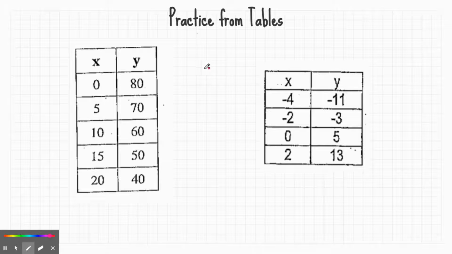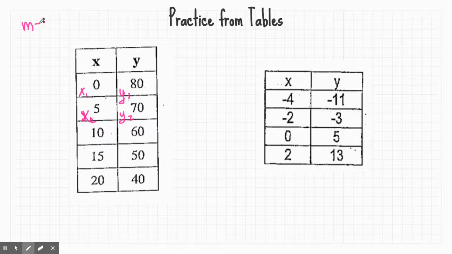All right, guys, so now we're going to practice from tables. Remember, tables function just like points. You're just going to label x1, y1. Oops, y1's over here. And this is x2 over here, y2. So now we have to start by finding our slope. Then we're going to find our y-intercept.